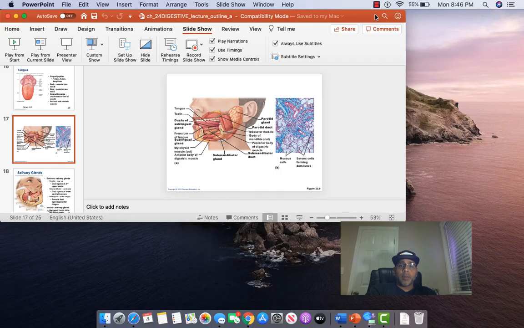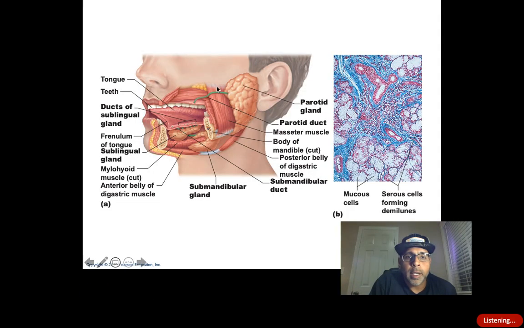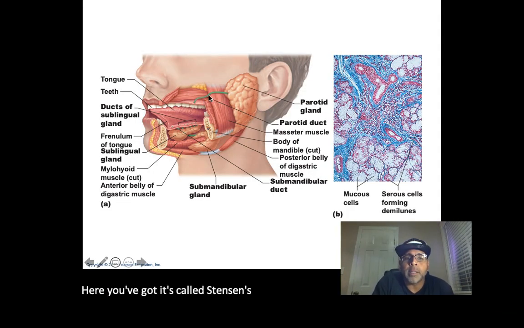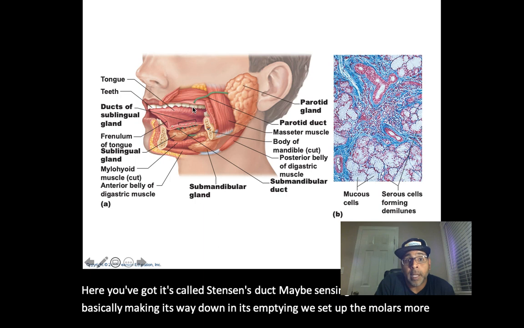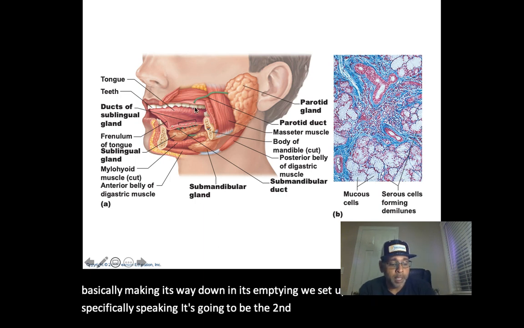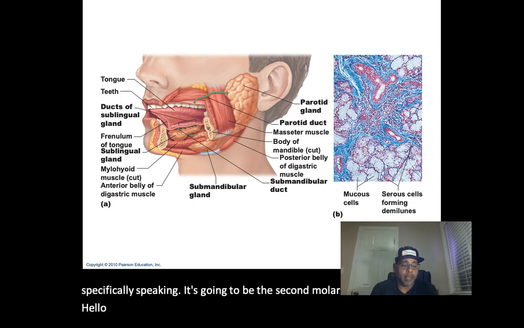Here we can see its duct. It's called Stenson's duct. You can see Stenson's duct making its way down, and it's emptying at the molars. More specifically, it'll empty right at the second molar.